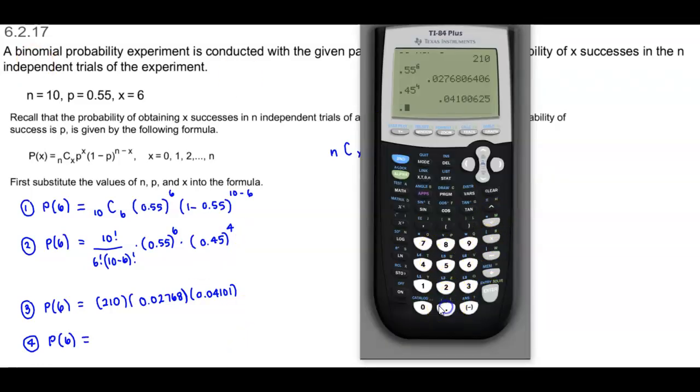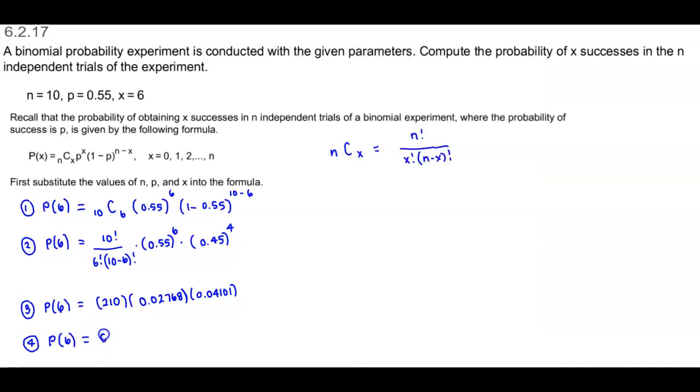So therefore, the probability of this value: we take 0.04101 times 0.02768 times 210, which gives us 0.2384 rounded to 4 decimal places. So we get 0.2384. Okay, now this is doing it by hand.